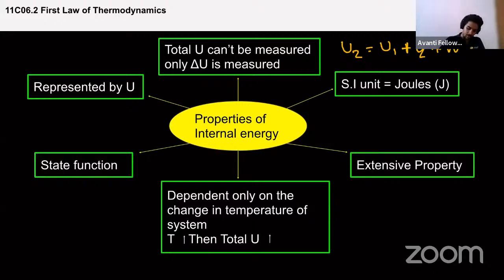Clear with this, everyone? If you send the U1 to the other side, you'll get delta U is equal to Q plus W. Okay, simple.